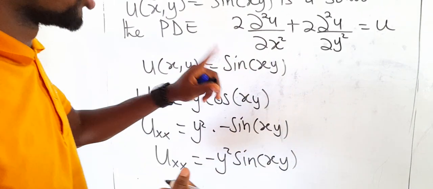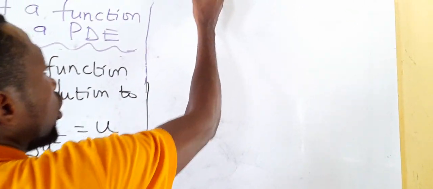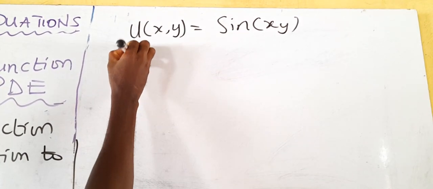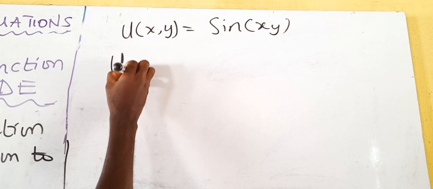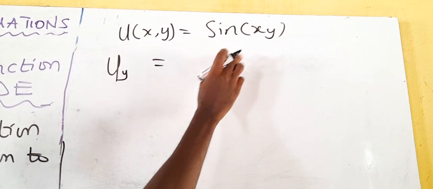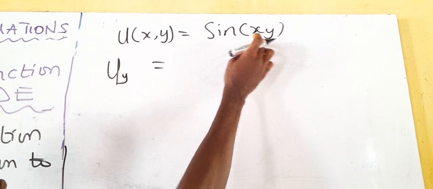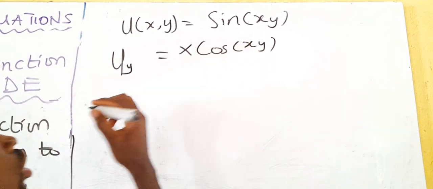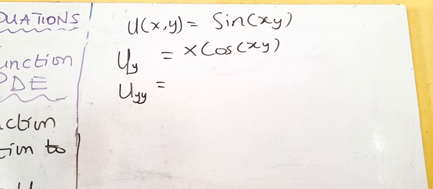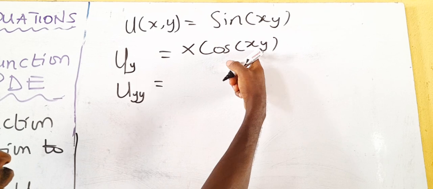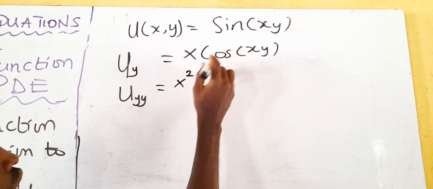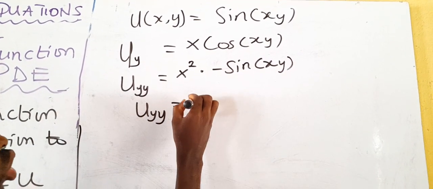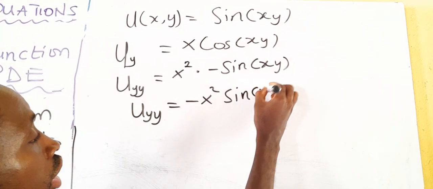Now we differentiate with respect to y. Remember, our function is still sine xy. So for partial differentiation with respect to y, remember, now x will be kept constant. So when we differentiate this, we get x. So x, we differentiate sine, we get cos. So we repeat the angle. We differentiate again to get a second differential. So when we differentiate this again, it will be x, so x squared. We differentiate cos, we get negative sine. Then repeat the angle. So this will be equal to negative x squared sine xy.